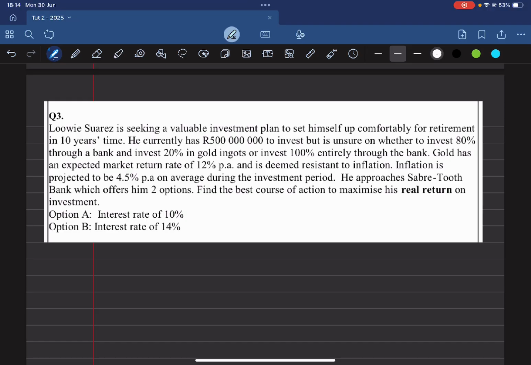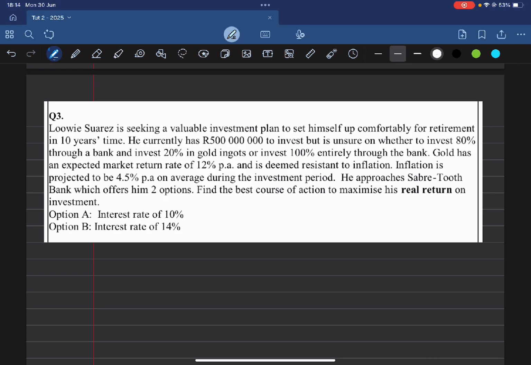Okay, finally, let's have a look at question 3. Question 3 says Luis Suarez is seeking a valuable investment plan to set himself up comfortably for retirement in 10 years' time. He currently has 500 million to invest, but is unsure whether to invest 80% through a bank and invest 20% in gold ingots, or invest 100% entirely through the bank.